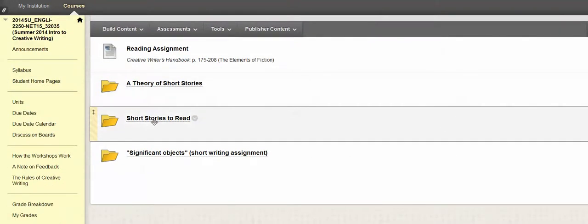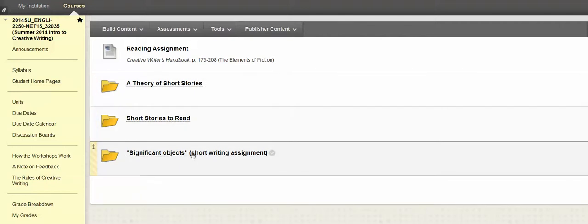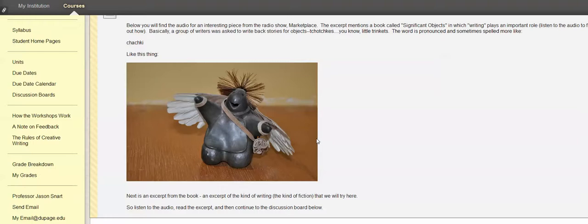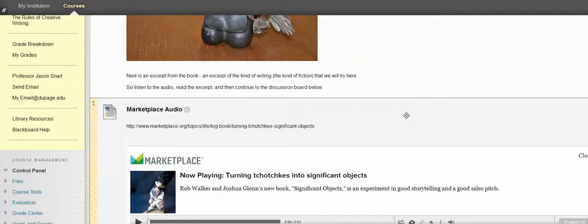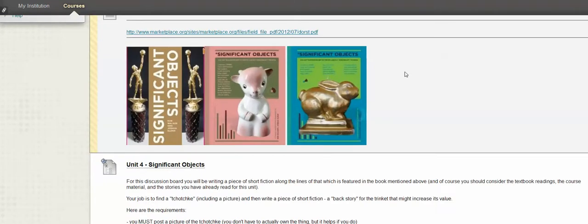In addition to a couple of reading assignments and a brief little thing about a sort of theory of short stories, we have this fun assignment called Significant Object. It is actually borrowed from this radio program called Marketplace, in which they featured a book called Significant Objects. And the goal of the book, or the challenge of the book, was to hire or conscript a bunch of writers, some famous, some not so famous, to take what's called a tchotchke, or these little trinkets, and write, to give them value by writing an interesting backstory to it.